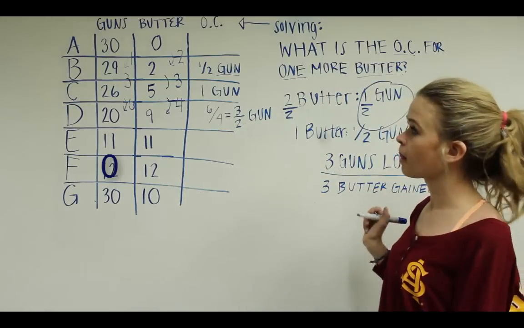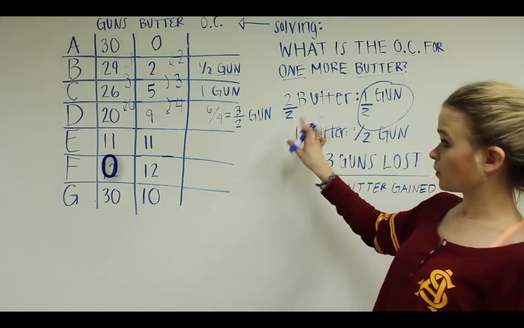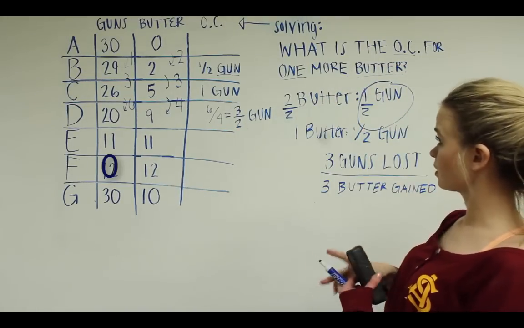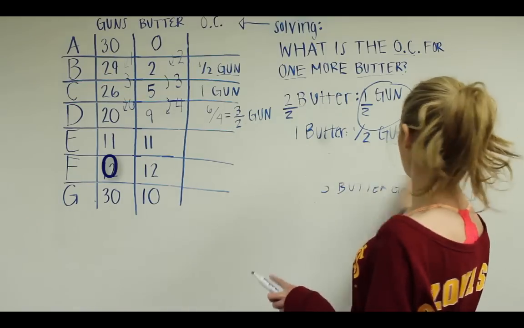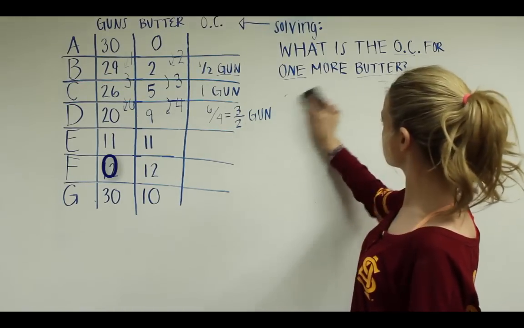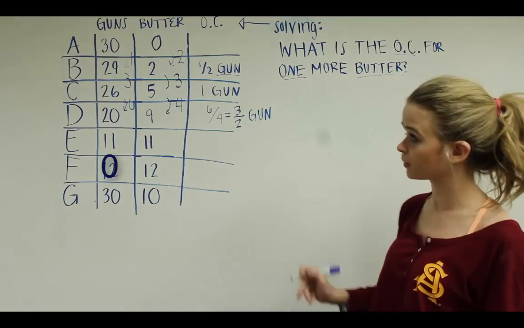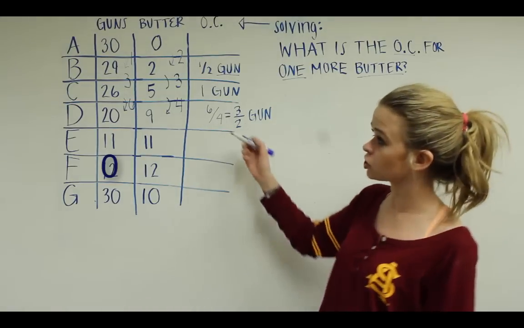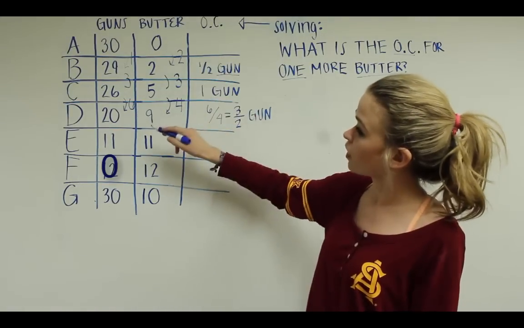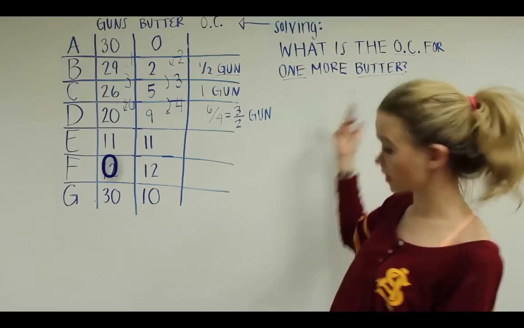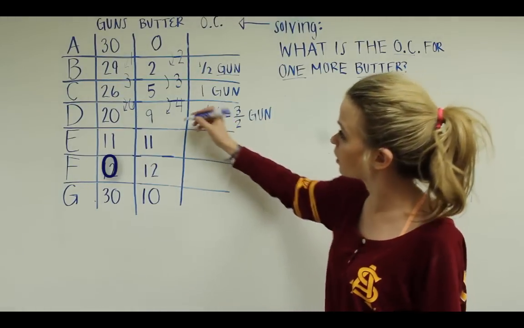Okay? Alright, now I'm going to do one more example this way, and then we're just going to continue with that one. But different students learn in different methods, so I want to make sure I'm covering both of them. All right, so going back to the ratio method, if we move on the interval from D to E, what is the opportunity cost for one more butter?